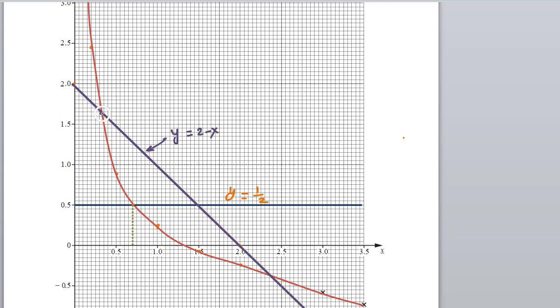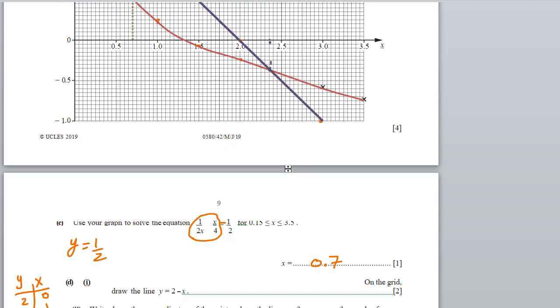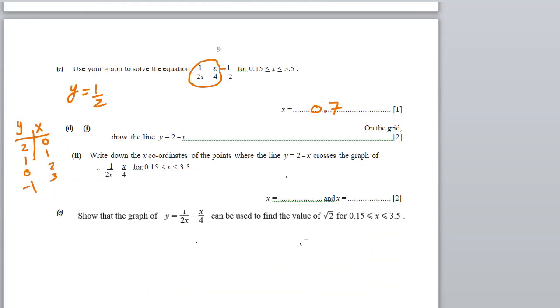And we have a point here, where the line meets the curve approximately at x equal to 0.3, and it cuts here approximately at x equal to 2.4. So we have x here 0.3 approximately, and here 2.4.